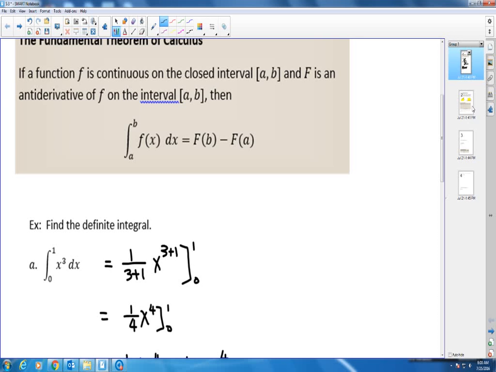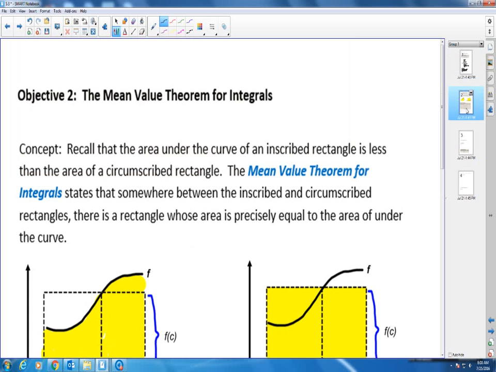Now, the next thing I want to talk to you about is called the mean value theorem for integrals. Recall that the area under the curve of an inscribed rectangle is less than the area of a circumscribed rectangle. So you can recall when we talk about area under the curve, inscribed rectangles are rectangles drawn that are under the curve. The circumscribed rectangle is where we drew it out a little bit.